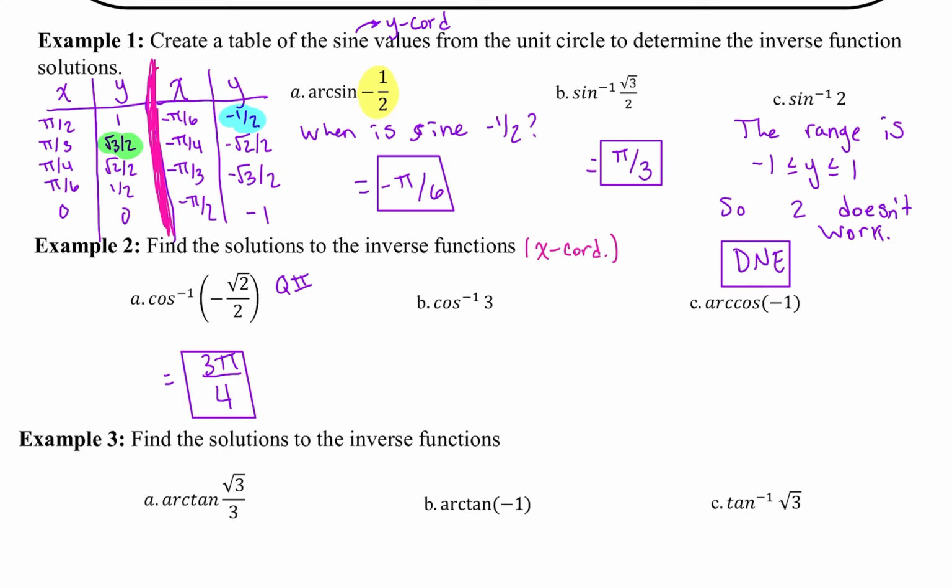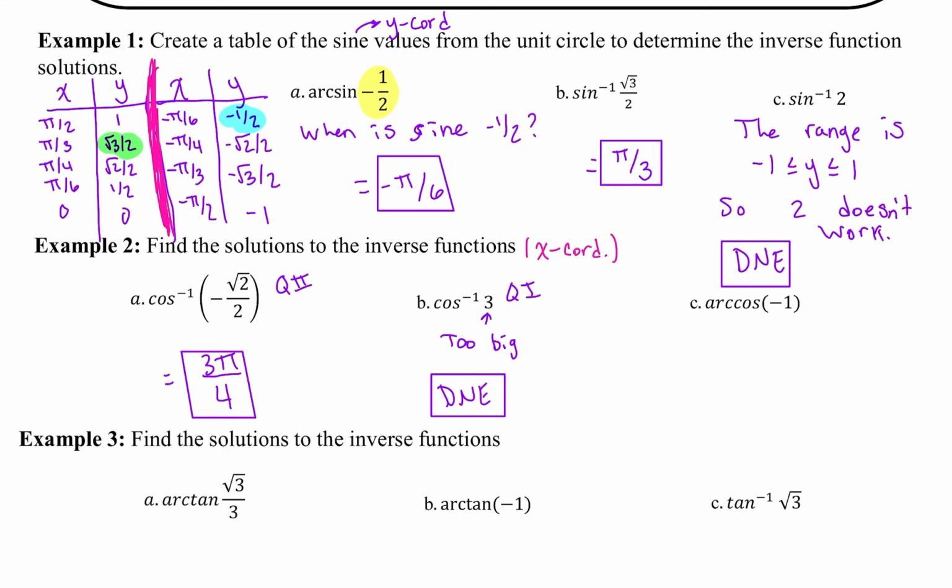In this one, if it's positive, it would have to come from quadrant 1. But this number is too big. It's bigger than negative 1 to 1. It's outside of our domain. So we know this is the situation where we say it does not exist. So if it's outside negative 1 to 1 for sine or cosine, we have to say does not exist.